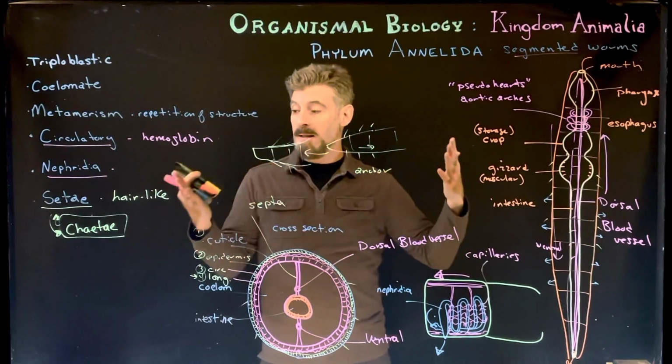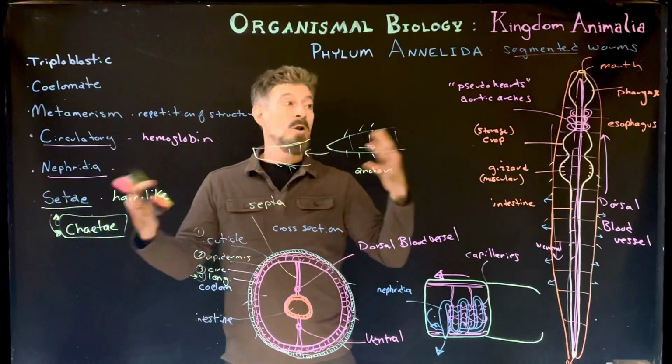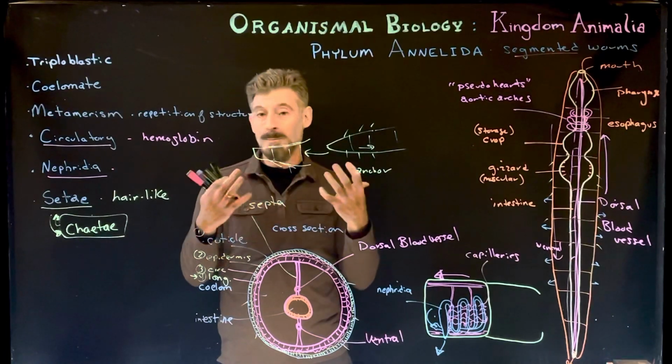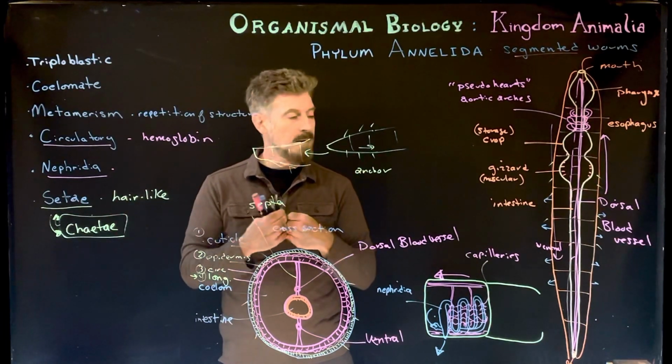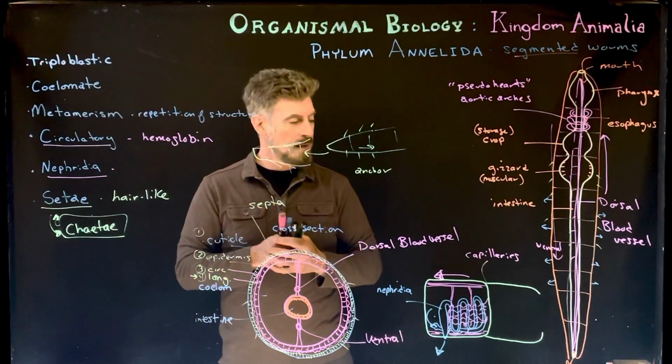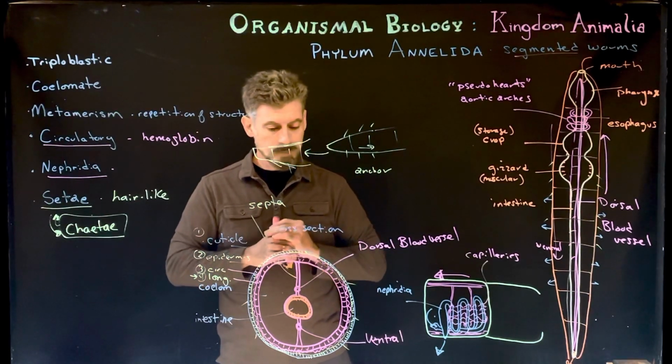The polychaetes, many, are going to have a lot of these, so their body's going to be covered in them. Some of them are called bristle worms because they're so covered in them. And they can be defensive and have a variety of other characteristics as well.